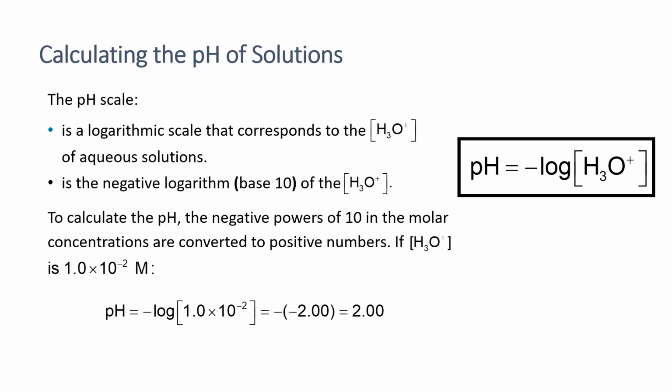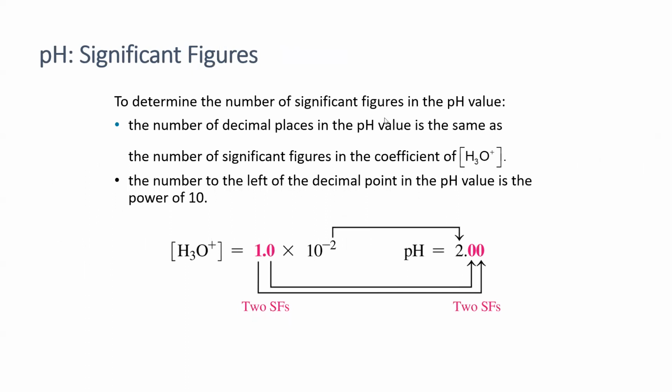We write 2.00 because the significant figures are determined based on the concentration of hydronium ion, so the number of significant figures in the coefficient. So for example, 1.0 has 2 significant figures. So if we're taking the negative log of 1.0 times 10 to the -2, and we see what our calculator gives us, even if our calculator only says 2, we need to write 2.00 because 2 significant figures in the 1.0 means that we should have 2 decimal places after the pH value. So the 2 comes from the exponent, and then the additional significant figures come from the significant figures in the concentration of the hydronium ion.